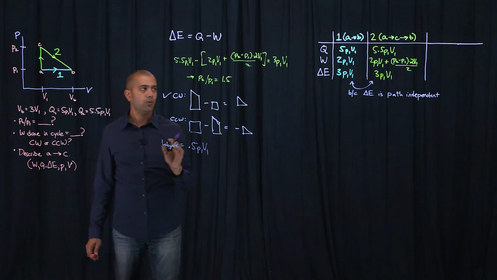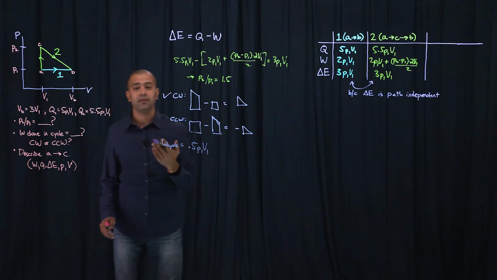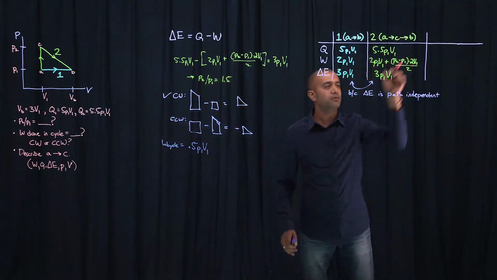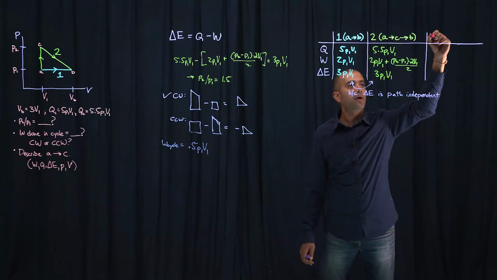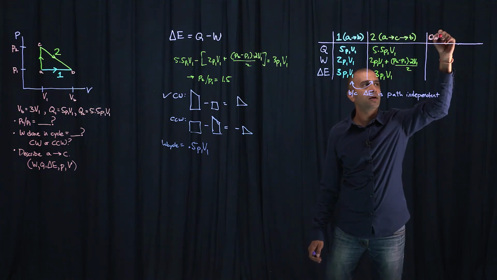Okay? Now, let me say a little bit about what's happening in the entire cycle in terms of the heat and the work done. So I'm going to actually use this table to kind of organize this information. And what I'm going to do for this last one is I'm just going to call this the whole cycle, so CW, meaning I'm going to go around clockwise from A to A.